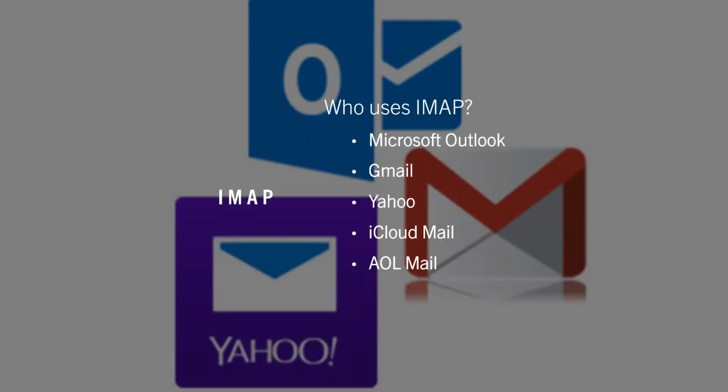Some examples of who uses IMAP would be Microsoft Outlook, Gmail, Yahoo, iCloud Mail, and AOL Mail. Another example is for the company that I work for, they also include IMAP for our customers. We don't use the POP3 as much anymore. We recommend that everybody uses the IMAP just because it seems to be a better protocol for email for other users. So that's why we guide them towards IMAP.